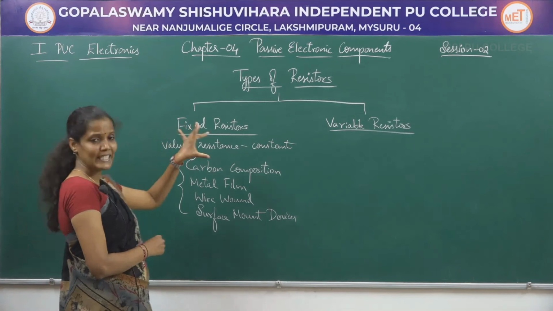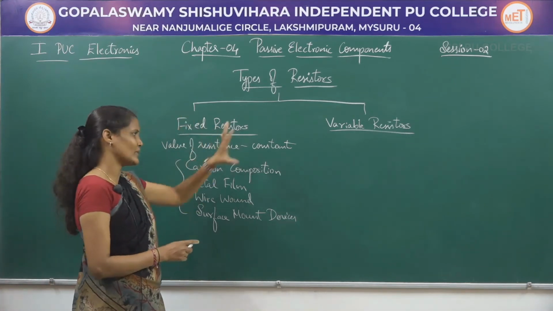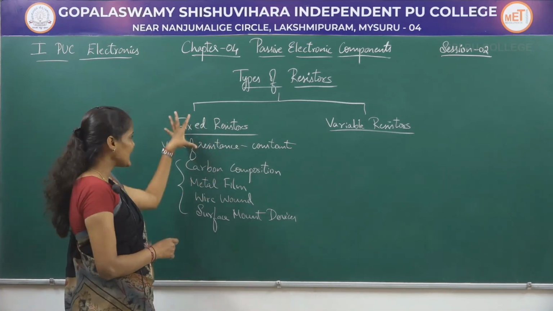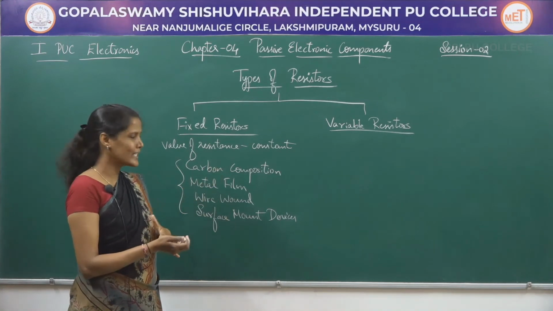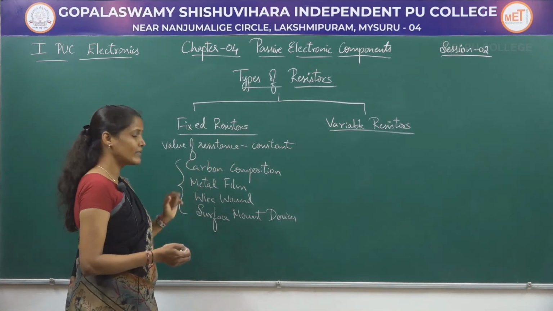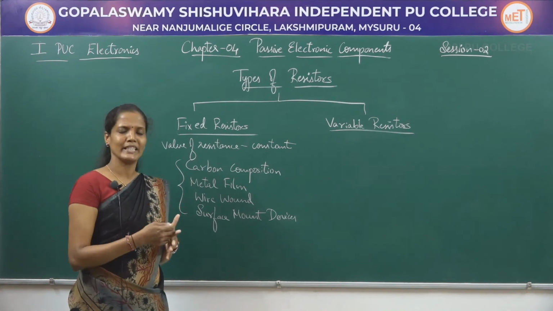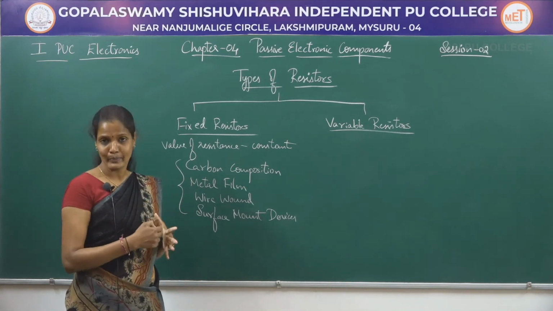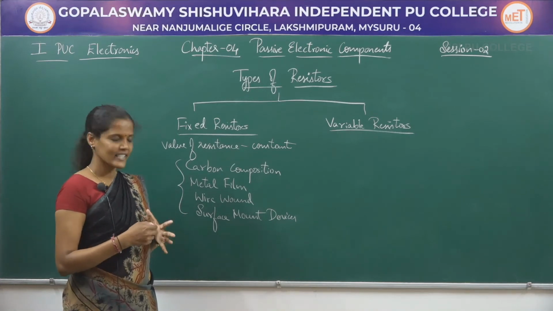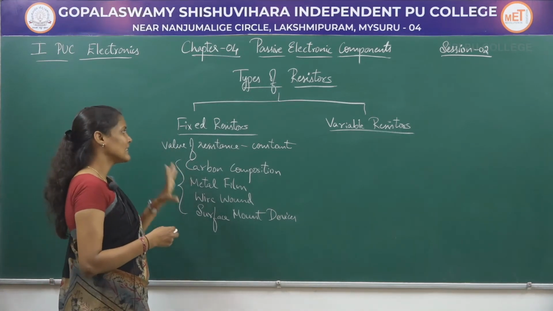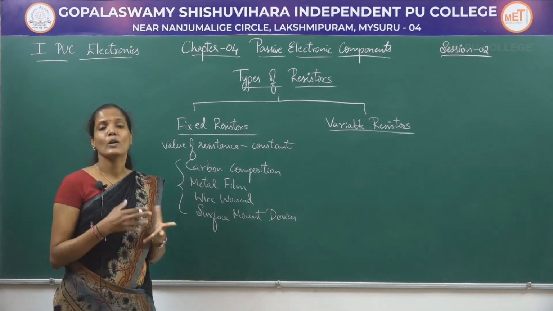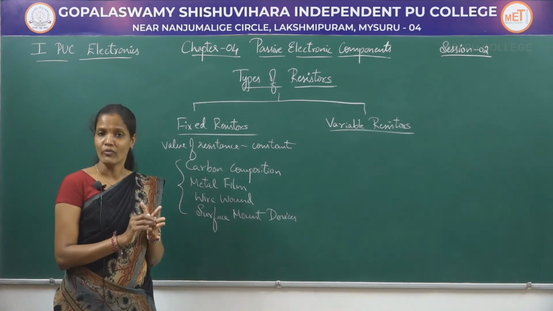So typically these resistors are classified into fixed as well as variable resistors, and these fixed resistors are further classified into carbon composition, metal film, wire wound and surface mount devices depending upon the type of material I am using to construct these resistors. In a fixed resistor, the value of the resistance will be constant, it will not be varied.